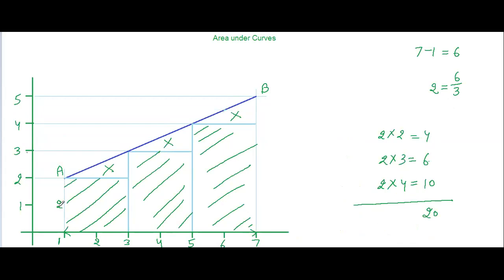2 into 2, 4. 2 into 3, 6. Okay. 2 into 4 is not 10, it is 8. So we have actually a total area of these rectangles of 18. So this part was not included. So this is just an approximation.